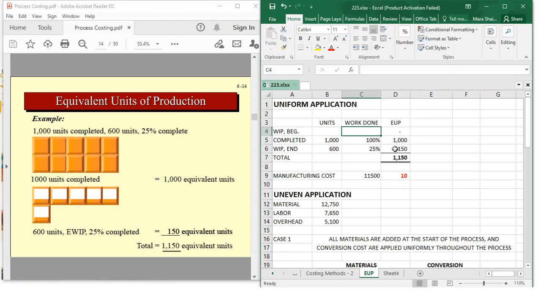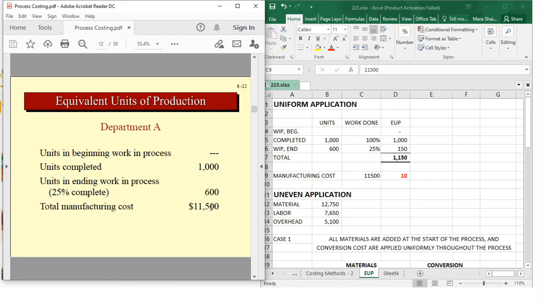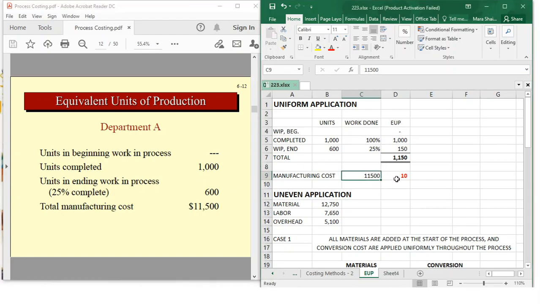So here, you compute only one EUP. Since we have no beginning work in process, we only have the completed and the ending work in process, which we already got earlier. So, we have an EUP of 1,150. And then we have a manufacturing cost of 11,500. So the unit cost in this example is 10. So 10 is the unit cost.